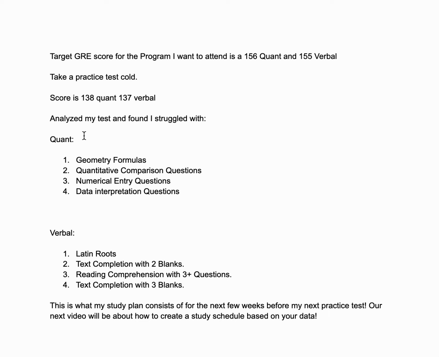So for the quantitative section, I found that there was just a bunch of geometry formulas that I just completely forgot about from high school. Okay, so I need to go back and review those. That should be pretty easy. Once I've got those formulas down, I should be able to improve my score quite a bit. And then there's different question types. So the quantitative comparison questions, numerical entry questions, and data interpretation questions that I whiffed on. I missed. I just had a hard time.